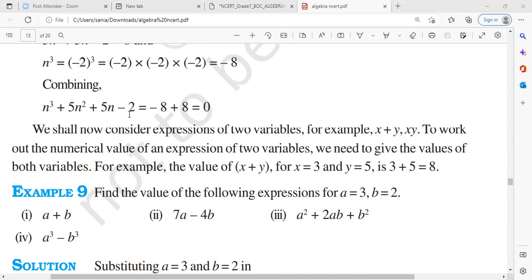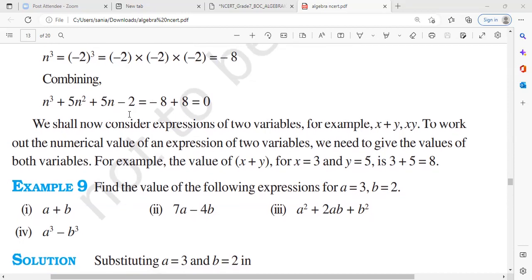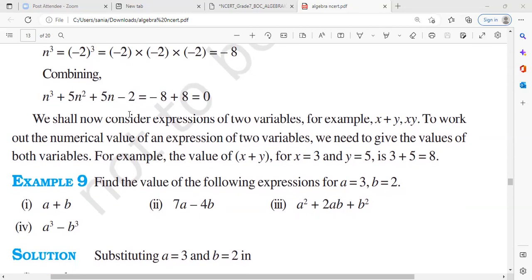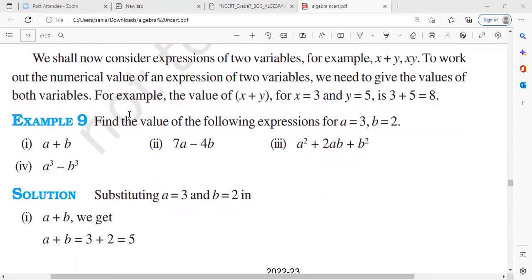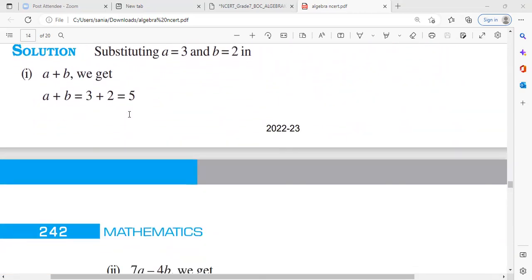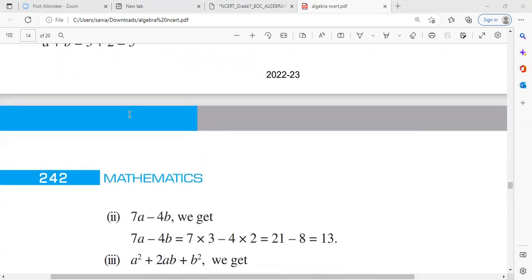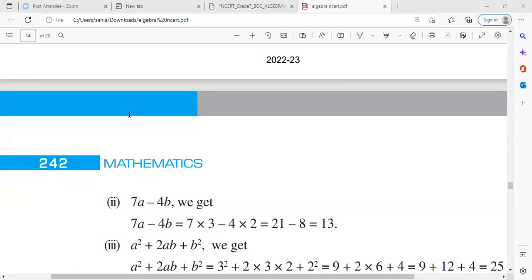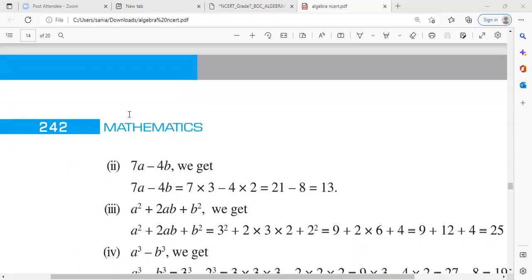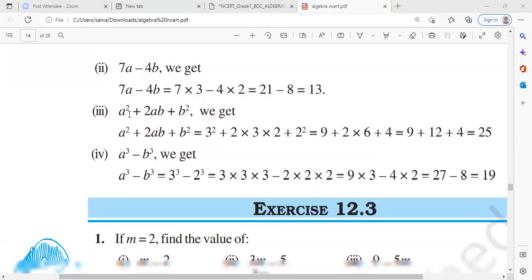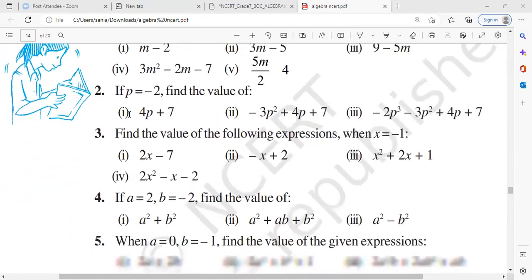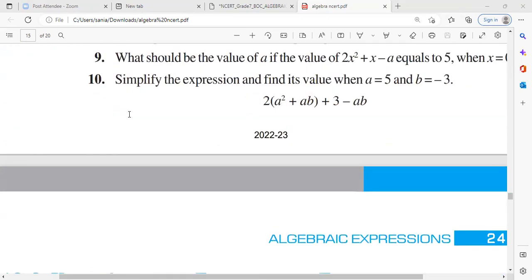Now just tell me the first one. Ma'am, sorry, ma'am, 5. Okay. Second. 13. Next. 25. Next. 19. Very good. So very good, Samya. You are doing good.